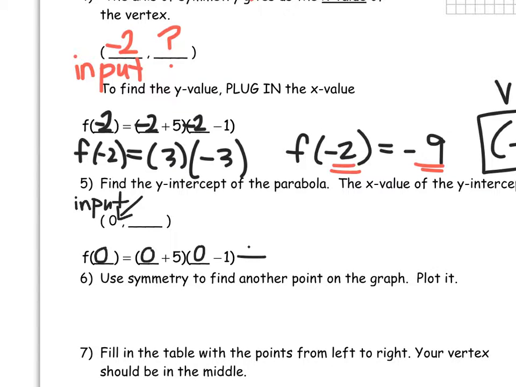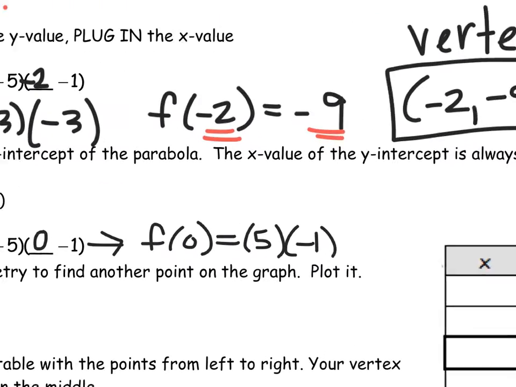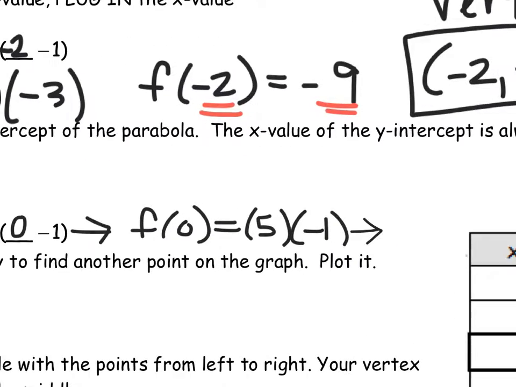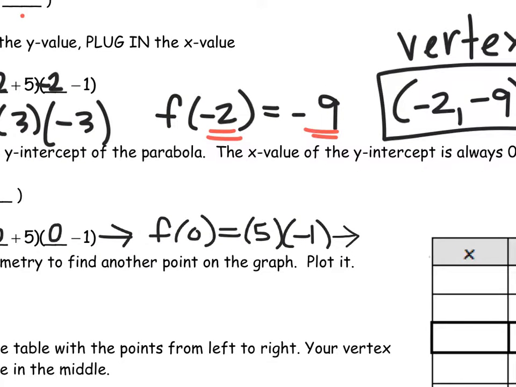And that's going to lead me to, I'm going to rewrite this like this. f of 0 equals, okay, 0 plus 5 is 5 in parentheses, 0 minus 1 is negative 1. Okay, let's write this final answer. We get f of 0 equals 5 multiplied by negative 1 is negative 5, which means I get the point 0, comma, negative 5.